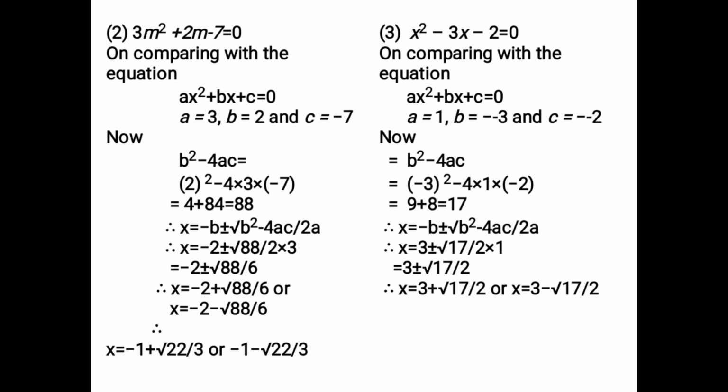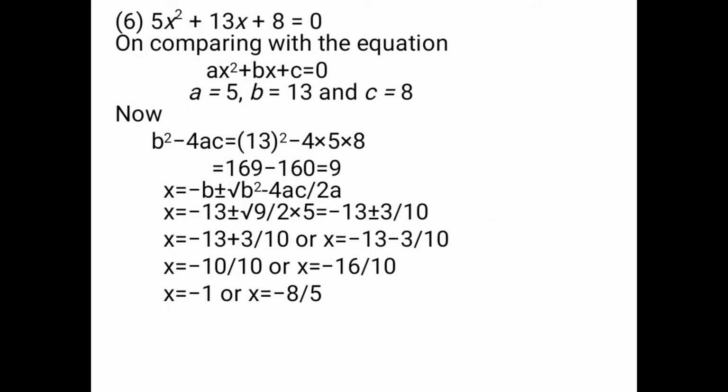Write down formula. Therefore x is equal to minus b plus or minus under root b square minus 4ac divided by twice a. Therefore x is equal to minus 3 plus or minus under root 17 divided by 2 into 1. X is equal to minus 3 plus or minus under root 17 by 2. Then this value is x.